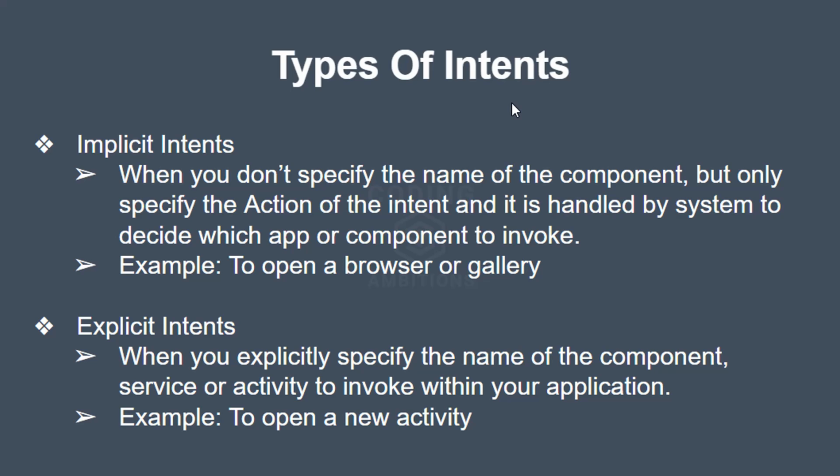Explicit intents are when we specify the name of the component. Let's say we want to move from one activity to another, from activity A to activity B. Then in activity A we will specify the name of activity B, and then we will start that activity using the intent. So when we specify the name of the component, it's an explicit intent, and when we don't specify the name of the component, it is an implicit intent.